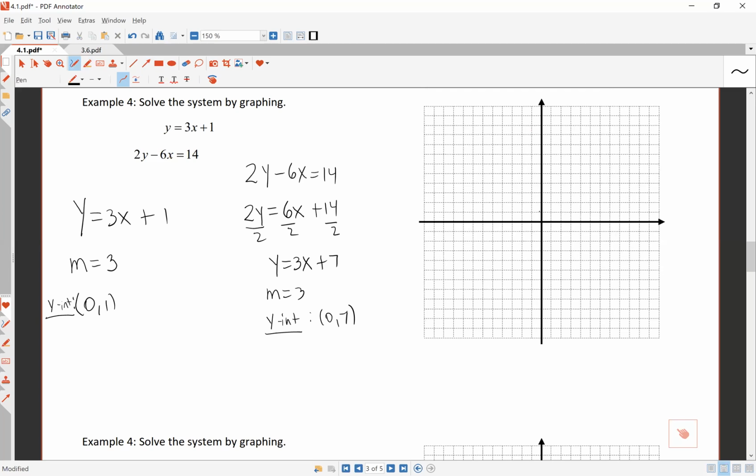Graphing the first line, going up to 0, 1, and using a slope of 3. Rise 3 and run 1. Or down 3 and left 1. Graphing my second line, this one starts at 0, 7. But its slope is 3, so I rise 3 and run 1. Or down 3 and left 1.